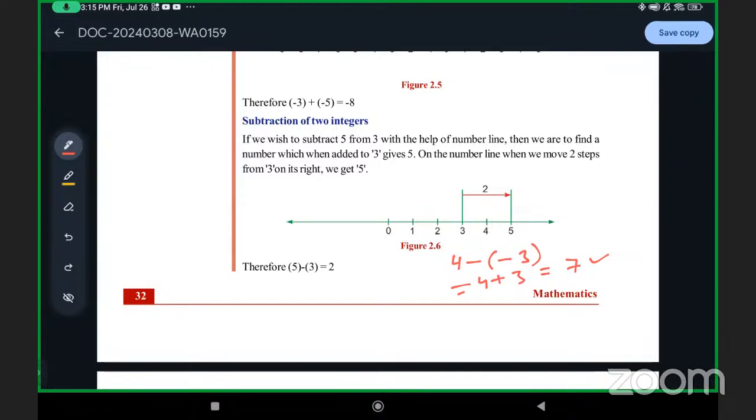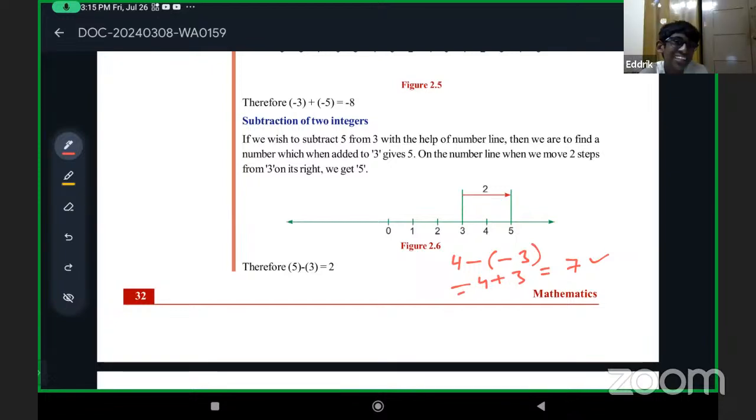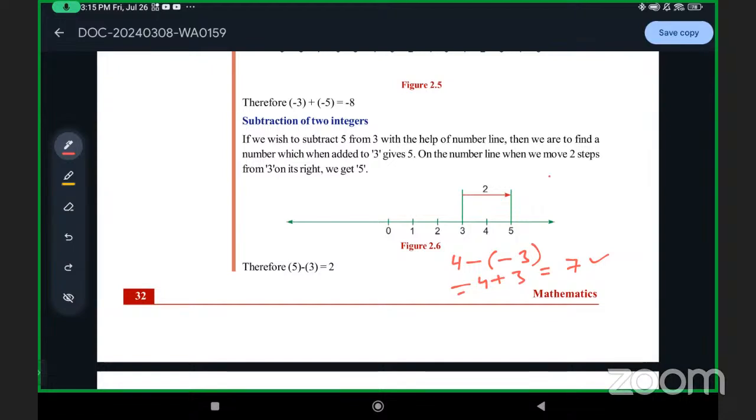Now from 3, if we move 2 steps, we will get 5. So that is how we know that when we subtract 2 from 5, we will get 3.